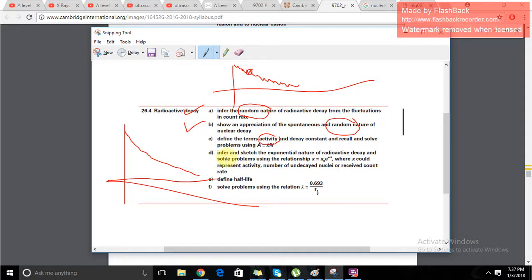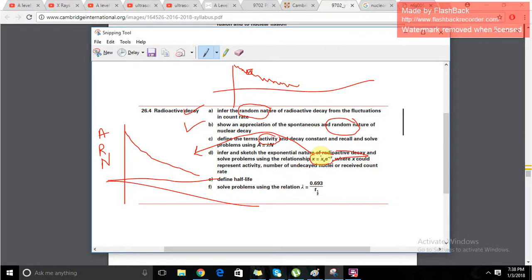We have to infer and sketch the exponential nature of radioactive decay and solve problems using x naught e to the power minus lambda t, where x could represent activity, number of undecayed nuclei, or received count rate. So x could be activity, could be undecayed nuclei, could be count rate. So actually this equation describes a graph of this type. And because I said on the y axis we could have A, R, or N, it makes sense that this kind of formula can be used for any of the types.